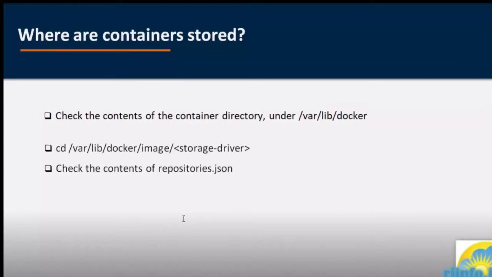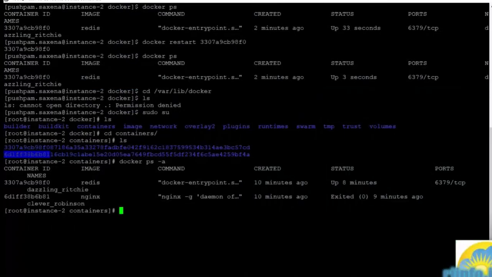Okay, now similarly, let's check the contents inside the image directory at the same level as that of the container. So let's go back here, and if you go to the same level, cd image, and here if you do ls, you would see there is a directory with the name overlay2. What is this overlay2?